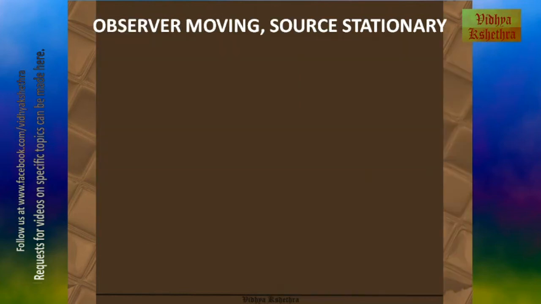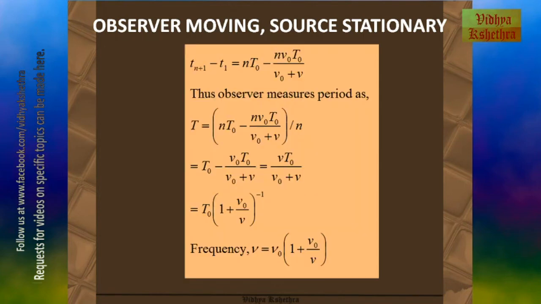Now the second case is observer moving and source stationary. For this situation also, the observed frequency can be derived in a similar manner. In this case, the time period t observed by the observer is given by Tn plus 1 minus T1 is equal to nt0 minus (nv0 t0) by (v0 plus v). Here v0 is the velocity with which the observer is moving and v is the velocity of the wave.